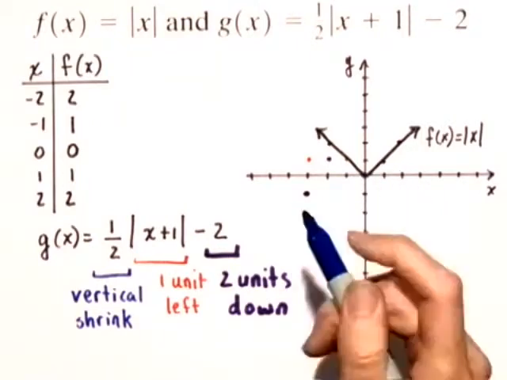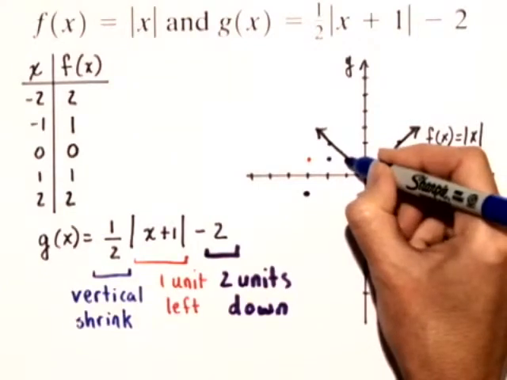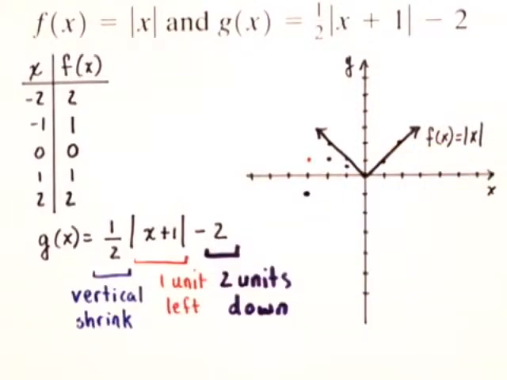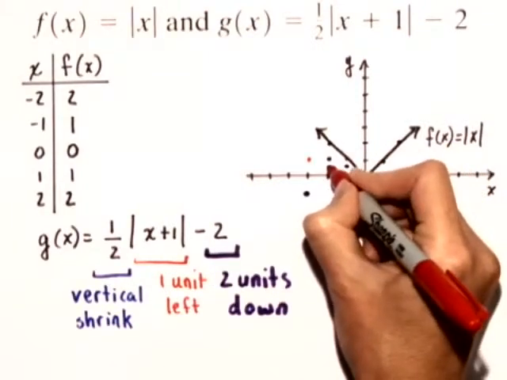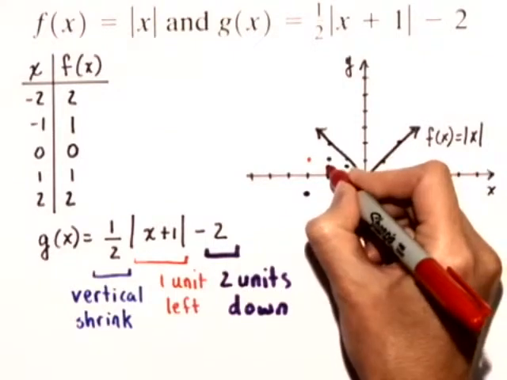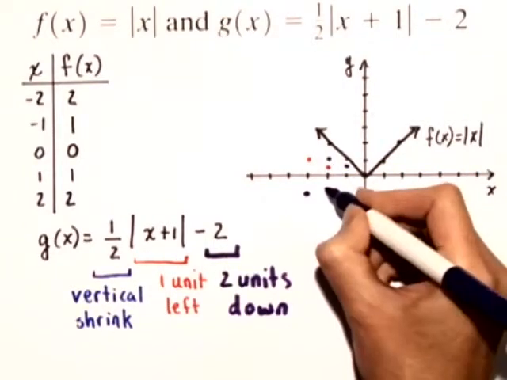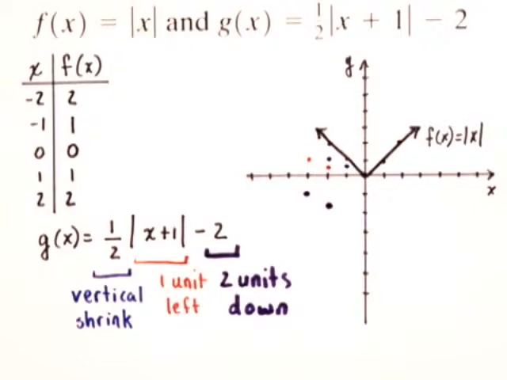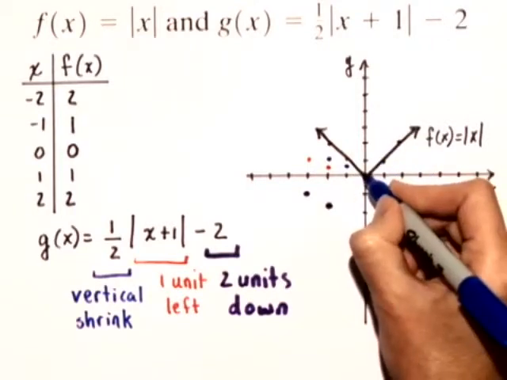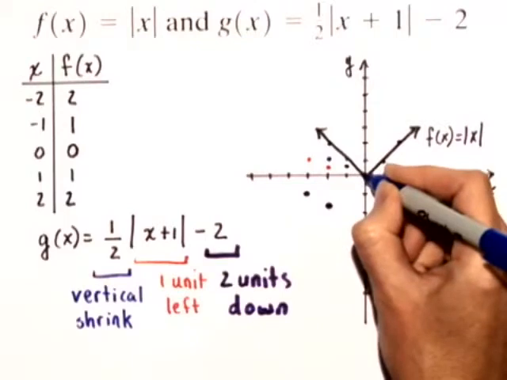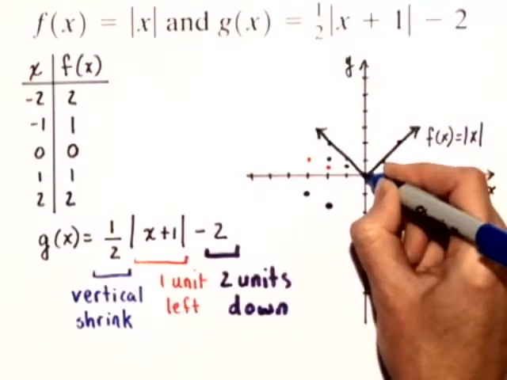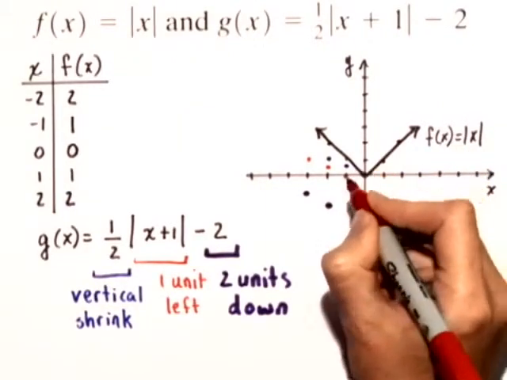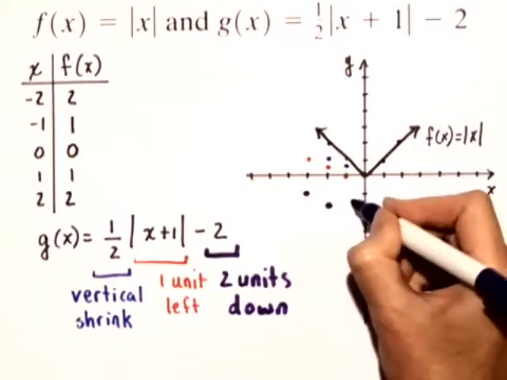So let's start here with (-1, 1). First, I'm going to do the vertical shrink. I'll make it half as large. Then I'm going to make it 1 unit to the left, and then 2 units down, which puts me right here. Let's do that again. At (0, 0), if I make that y coordinate half as big, half of 0 is still 0, so it stays right there. Now, I go 1 unit to the left from (0, 0), right here, and I go 2 units down.